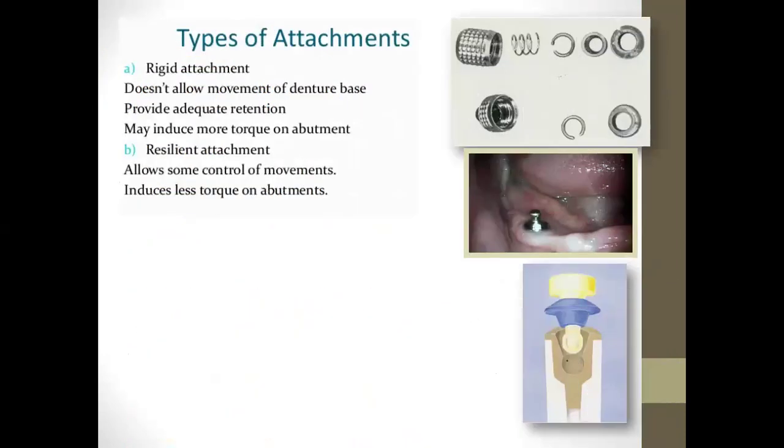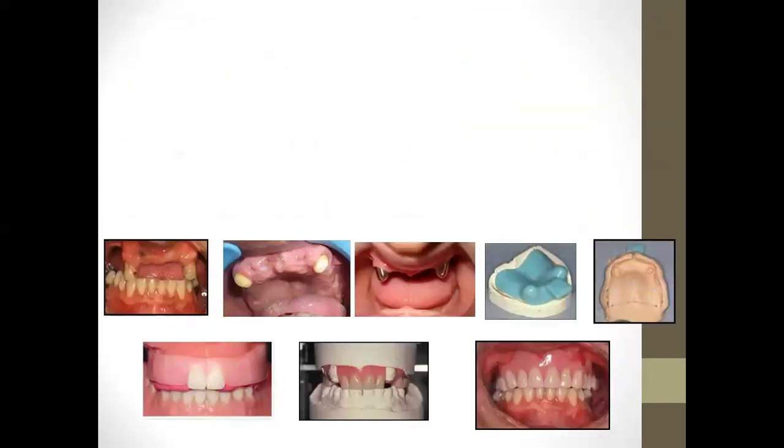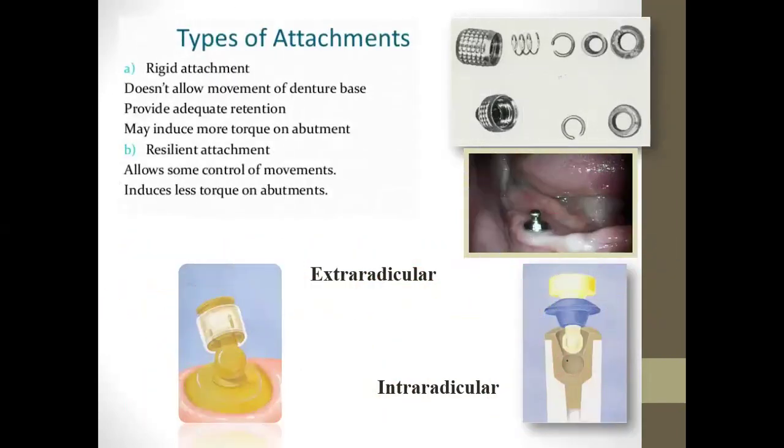There are certain types of attachments that can also be used on top of these abutments. We broadly classify these attachments as extraradicular or intraradicular. As the name suggests, extraradicular is something that lies on top of the root of the tooth, and intraradicular is something that goes within the root. So you have these two categories, and other than that, you have two more categories that are classified as rigid and resilient attachments.